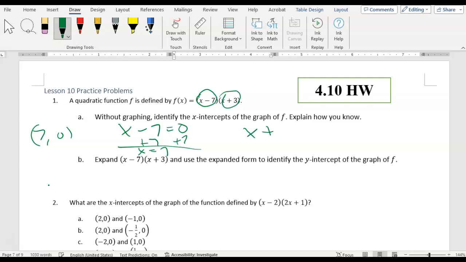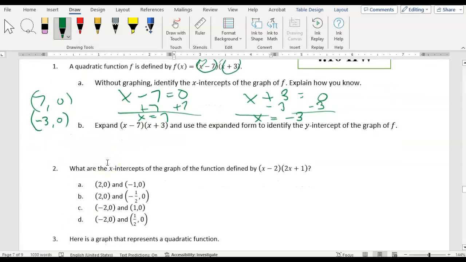And then x plus 3 equals 0. Subtract 3 from both sides, we would get x equals negative 3. And so the other x-intercept, or 0, is negative 3 comma 0, because again, that's where y would equal 0. If we were to plug negative 3 in here, this would become 0, and anything times that then would be 0. Same thing if I put 7 in here. 7 minus 7 is 0. 0 times anything else is going to be 0 because of our 0 property. And so that would mean that our y value is 0 there.